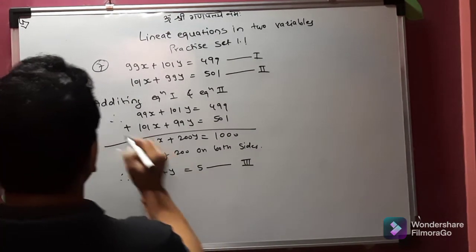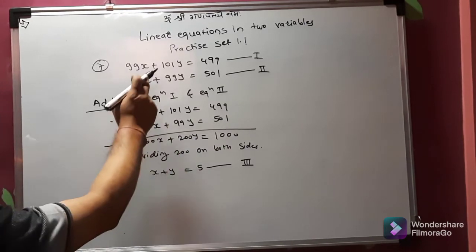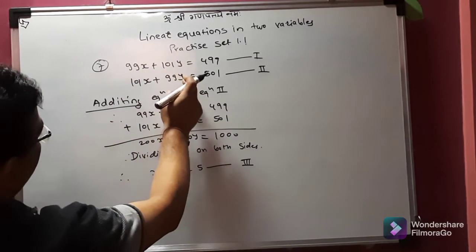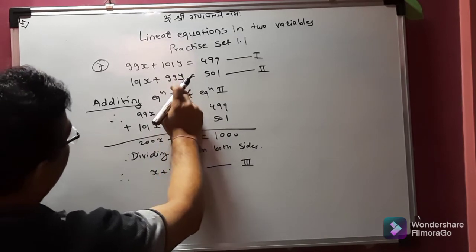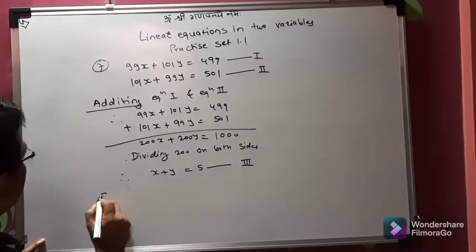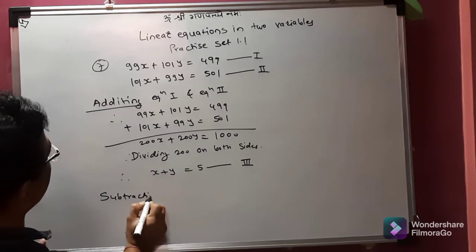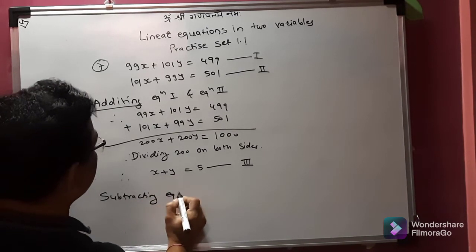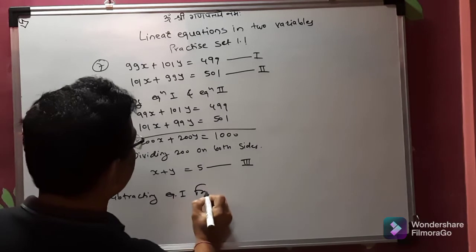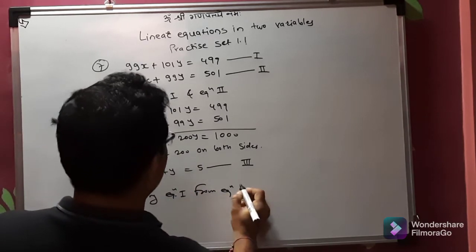Now we have done addition. As I told you earlier, when there is a value of x, we will see the value of y in the second equation. At that time we have to do first addition, then you have to do subtraction. Now subtracting equation 1 from equation 2.